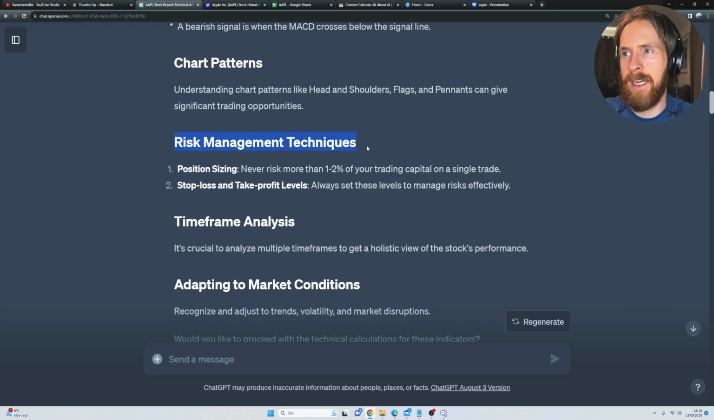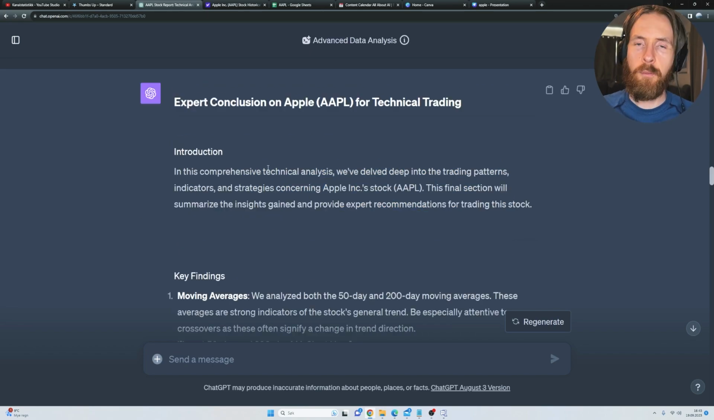I like these risk management techniques. It was very conservative, so it goes like never risk more than 1-2% of your trading capital on a single trade. Always set these levels to manage risk effectively, so I like that. But what I was really looking for was this expert conclusion on Apple for technical trading.